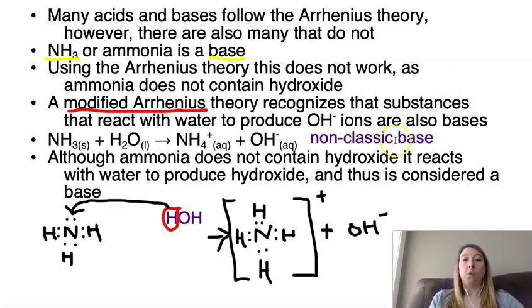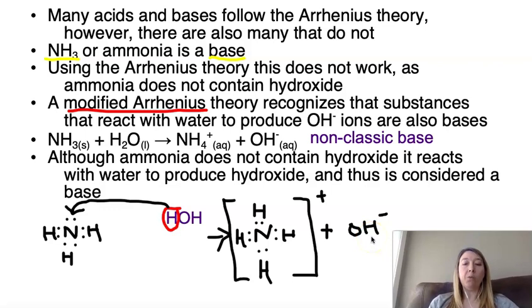Non-classical bases work up into what we call the modified Arrhenius theory. The modified Arrhenius theory recognizes that there are some compounds that are able to produce hydroxide. So producing hydroxide is kind of what makes something a base, is that it has the ability to produce hydroxide. The question is more, how does it do that?